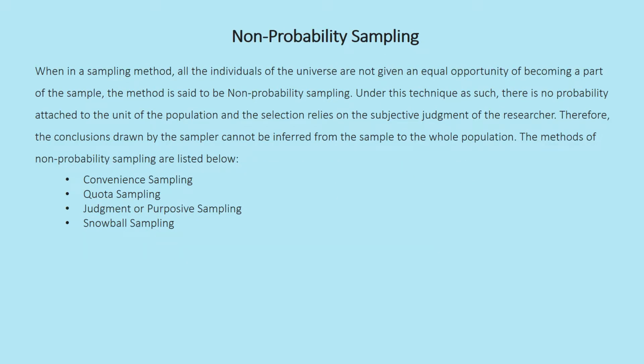Now, looking at non-probability sampling, not all the individuals of the universe have an equal opportunity to be part of our sample. The method is then called non-probability, and under this technique there is no probability attached to the unit of population in the selection, and it relies on a subjective amount of judgment. Therefore, it's going to have an effect on the quality of the research or the predictability of the research. So again, there are 4 common methods that we mentioned earlier.